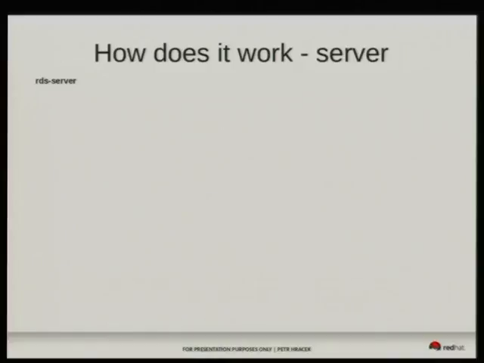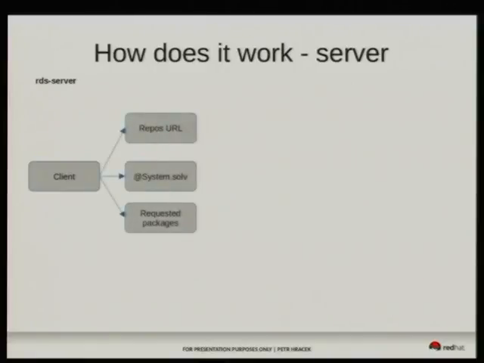So if we initiate the server, as Josef has already said, we need some information from the client. We need three types of information. We need the links to all the repositories that the client uses. We need the system-solve file, which is basically a collection of all the packages that the client uses. And we need, of course, the information about the requested packages.